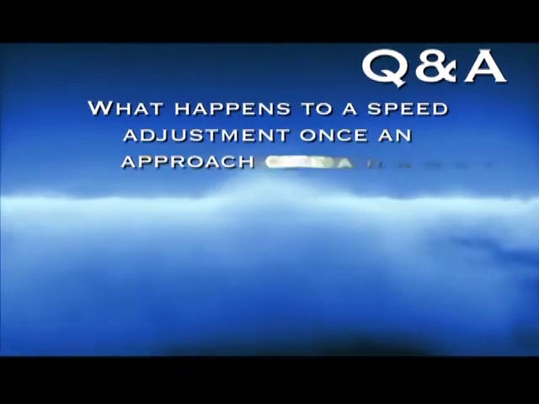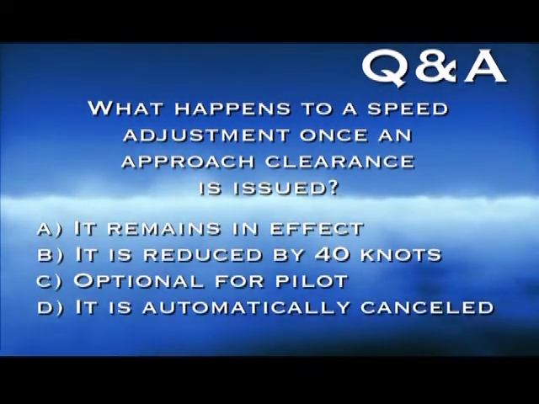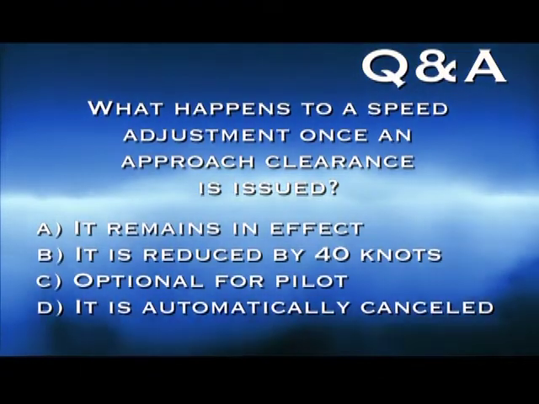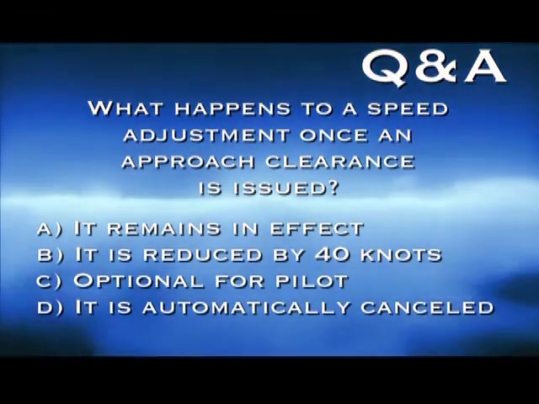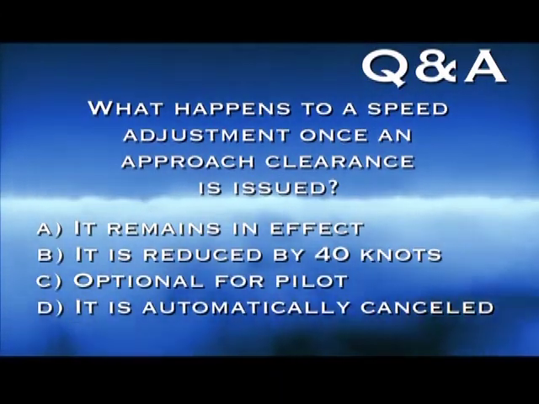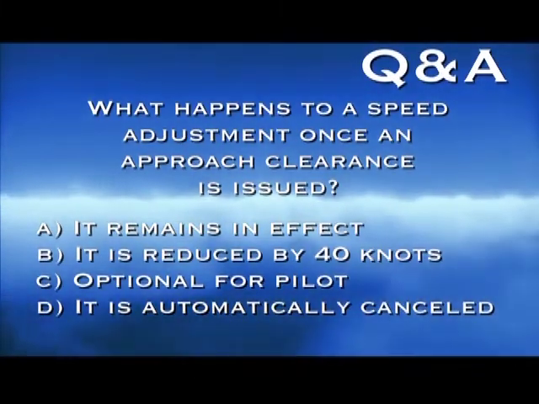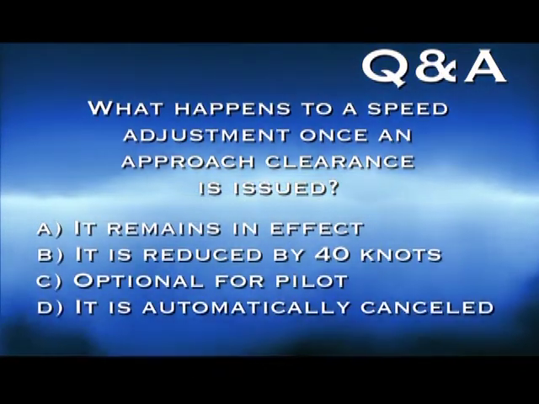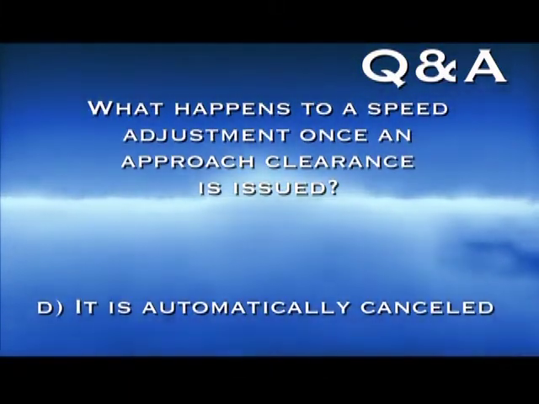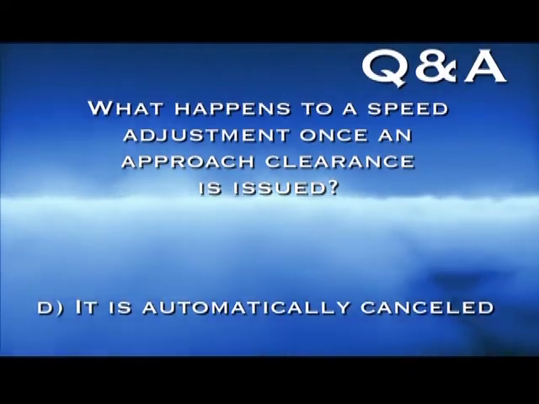What happens to a speed adjustment once an approach clearance is issued? A. It remains in effect. B. It is reduced by 40 knots. C. It becomes optional on the part of the pilot. D. It is automatically canceled. The answer is D. Speed adjustments are automatically canceled when an approach clearance is issued and must be restated if needed.